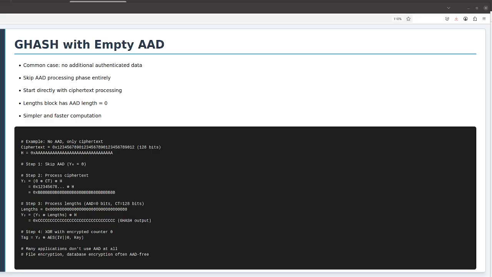Then you XOR with encrypted counter 0 as usual to get the final tag. The process is exactly the same, just with fewer blocks to process. This makes empty AAD cases faster because there are fewer Galois multiplications to compute. Many applications don't use AAD at all. For example, when encrypting files locally, you might only encrypt the file contents without any additional metadata to authenticate. In such cases, GHASH with empty AAD is perfectly fine and provides authentication of the ciphertext alone.